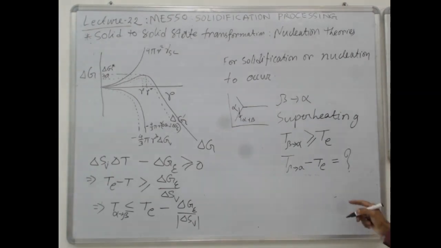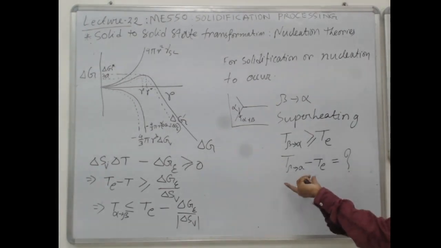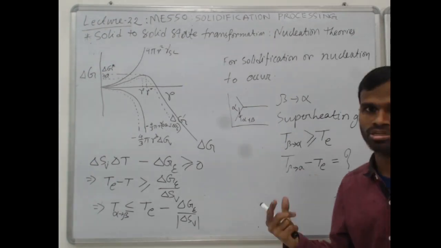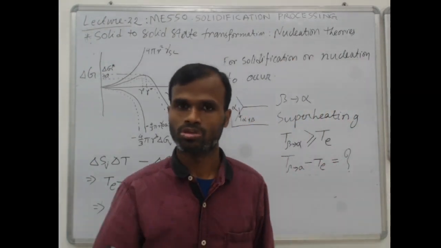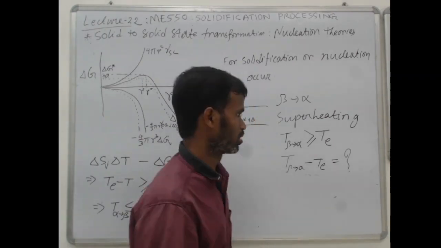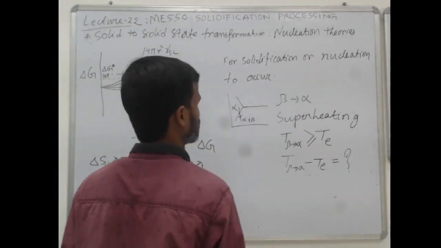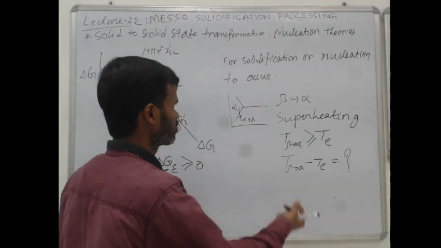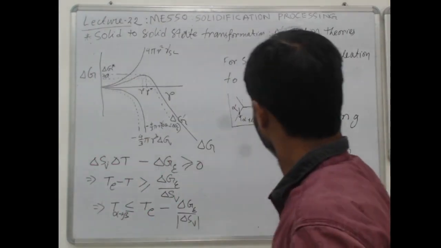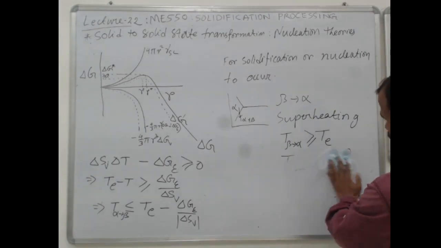So the question is, what will be this superheating, the amount of superheating that you need to supply in order to get this alpha phase back in the alpha plus beta mix, the alpha phase back from beta? So now what happened?